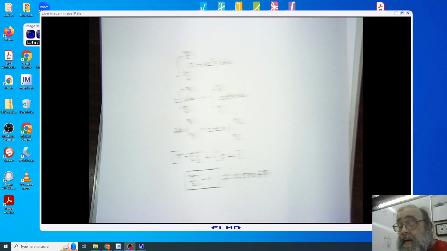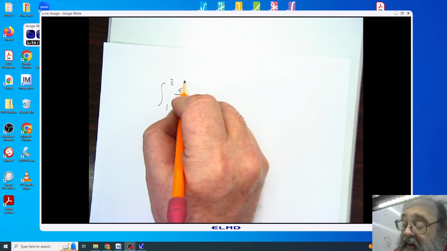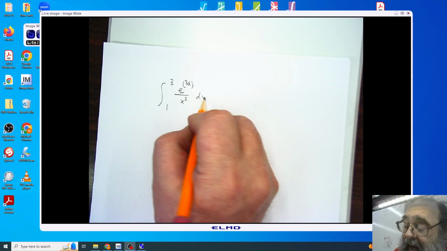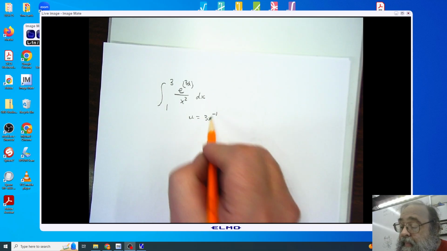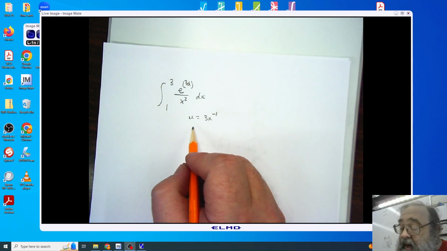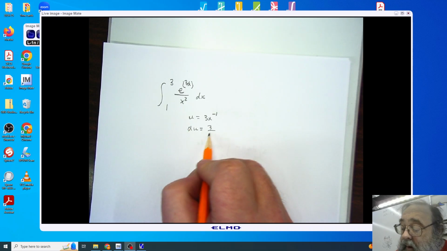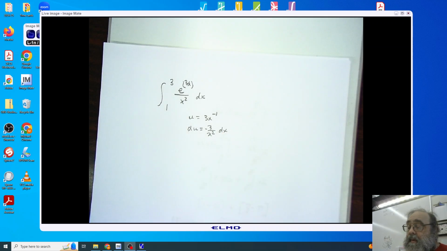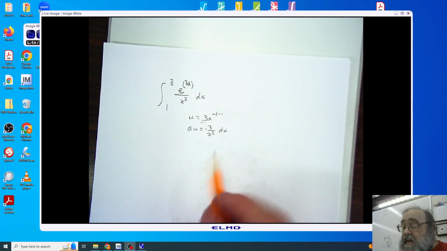This brings me to number 8, the last one for this part of my video. And we are looking at the integration from 1 to 3 of e to the 3 over x power, then we have x squared and dx. I'm going to let u equal 3x to the minus 1 power, which means that I take my derivative, and I'm looking at du equaling 3 over x squared with a negative in front, dx. So I just subtracted 1, divided by my new power, and then simplified it.